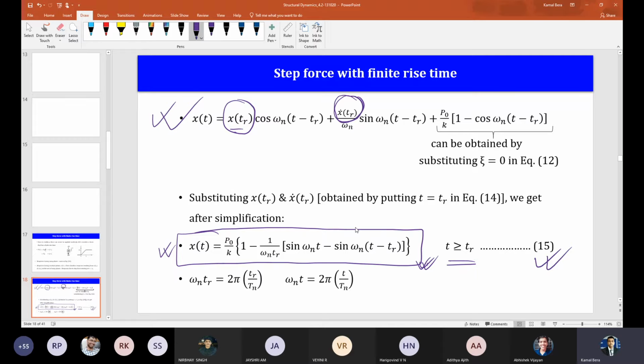So please quickly do this. This is very straightforward. Just trigonometric simplification. That's all. This simplification you have to do yourself because it is obviously not elaborately written in the books. The book also says that by substituting x(tr) and x dot(tr), we can simplify it and get this equation number 15. That you can do by yourself.